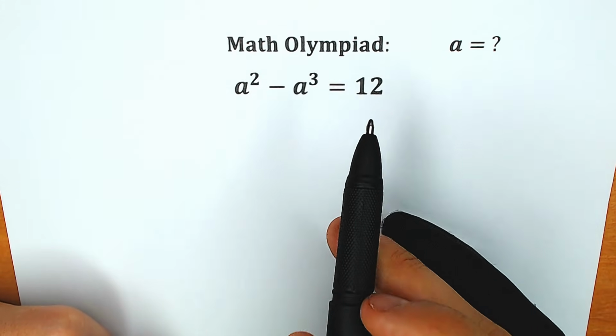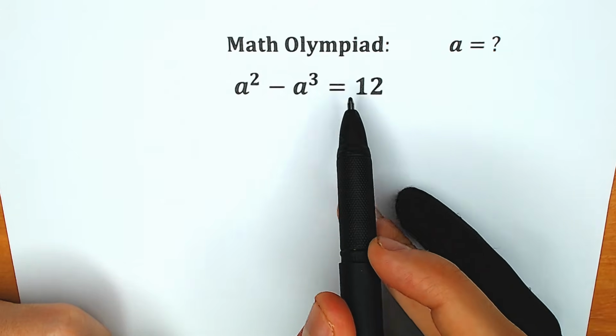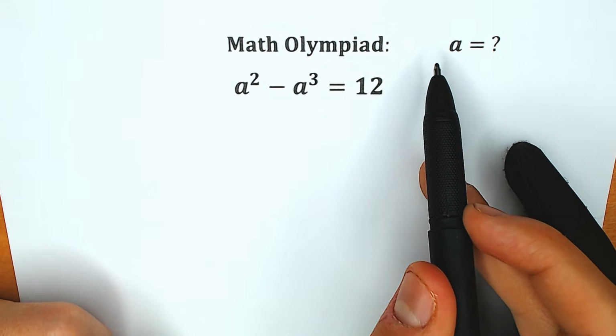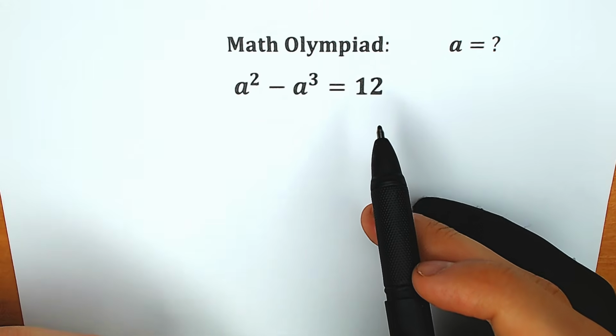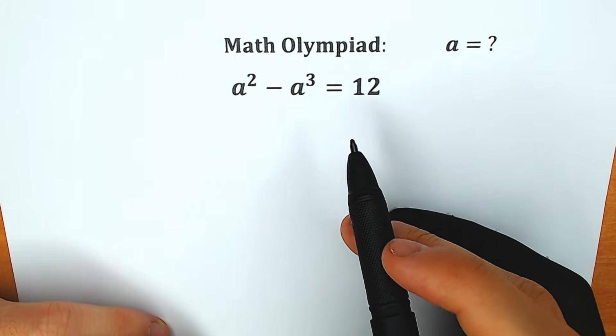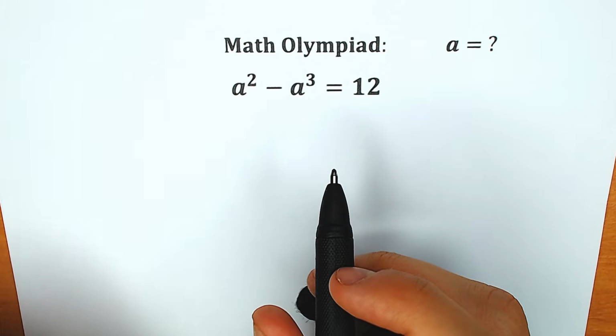Today we have a very interesting question: a square minus a cube equals 12. We need to solve this equation for a. If you have your solution, your answer, your approach, you can write your solution in the comments below and then we will check our answer. It will be really interesting to check our answers at the end of the video.